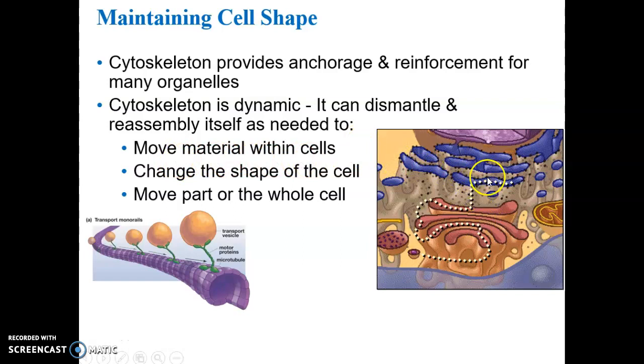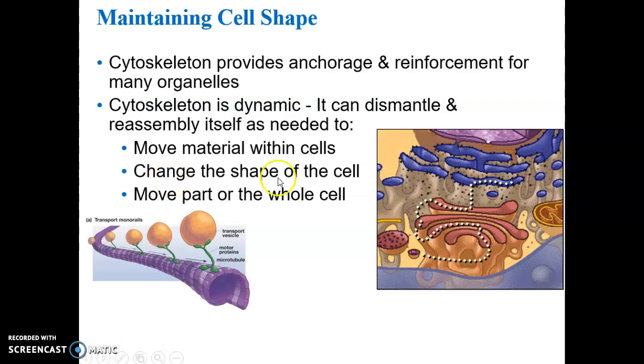Remember when we talked about protein synthesis and the pathway for proteins? The protein that gets produced at the rough ER gets transported via a transport vesicle to the Golgi, and then another transport vesicle will deliver those proteins to wherever they're supposed to go. What we didn't talk about was how the transport vesicles are moving. They move because there are components of the cytoskeleton that latch onto the transport vesicles and move them around the cell.